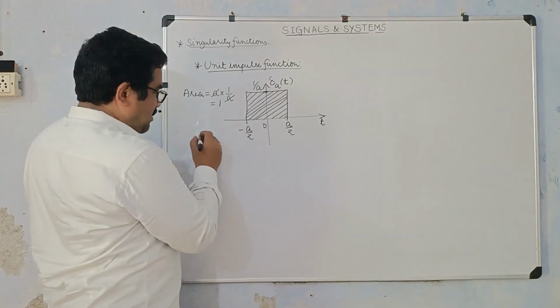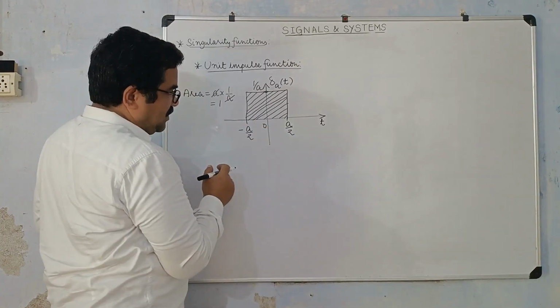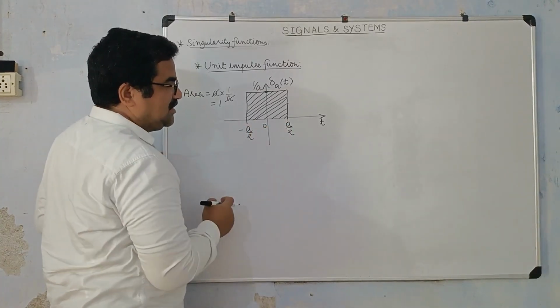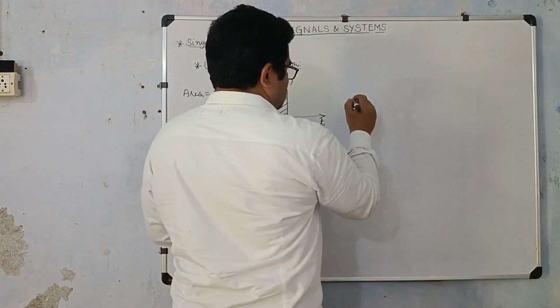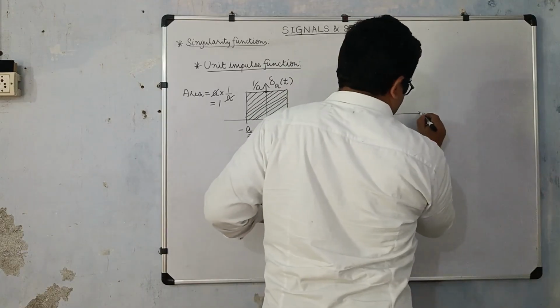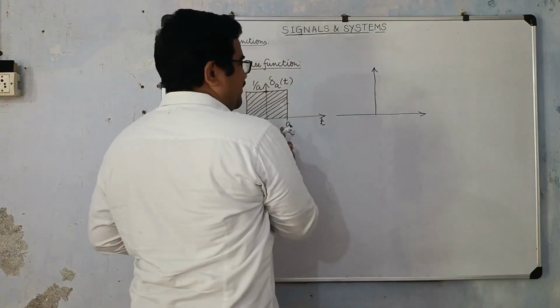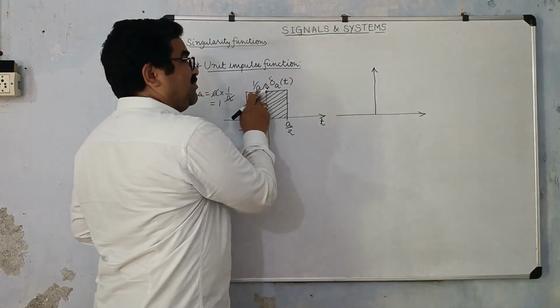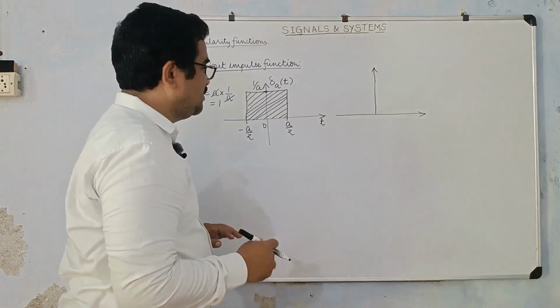Now let us say I am making a smaller and smaller. That is, if I keep on reducing the width of the pulse, then what will happen? If I keep on reducing the width of the pulse, that is, I am reducing the value of a, then 1 by a is increasing because the denominator is decreasing. 1 by a keeps on increasing.